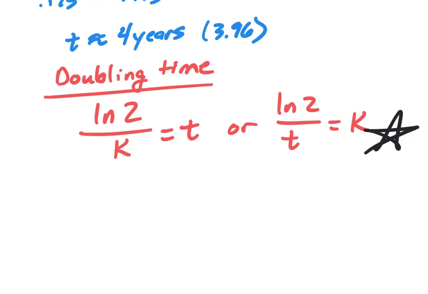If I know the k, I can divide by k to get t. If I know t, I can divide by t to get k. Okay, so that's kind of your shortcut to do a doubling time problem.